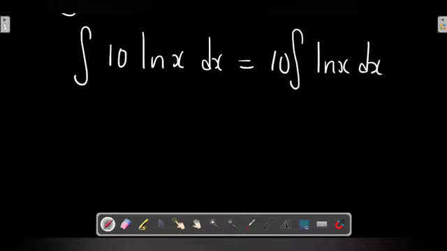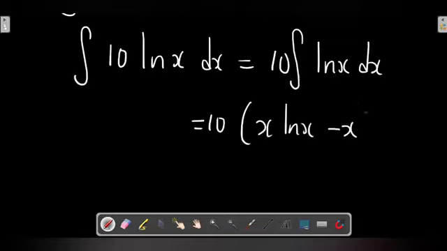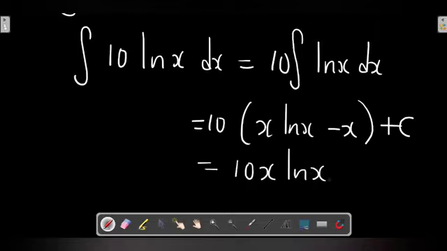Then from that part, we know the integral of ln x. So we are going to write 10. Then in bracket, we can write the integral of ln x, which is x ln x minus x, then plus a c. So from here, we can just expand: 10x ln x minus 10x, then plus a c. So this is our answer.